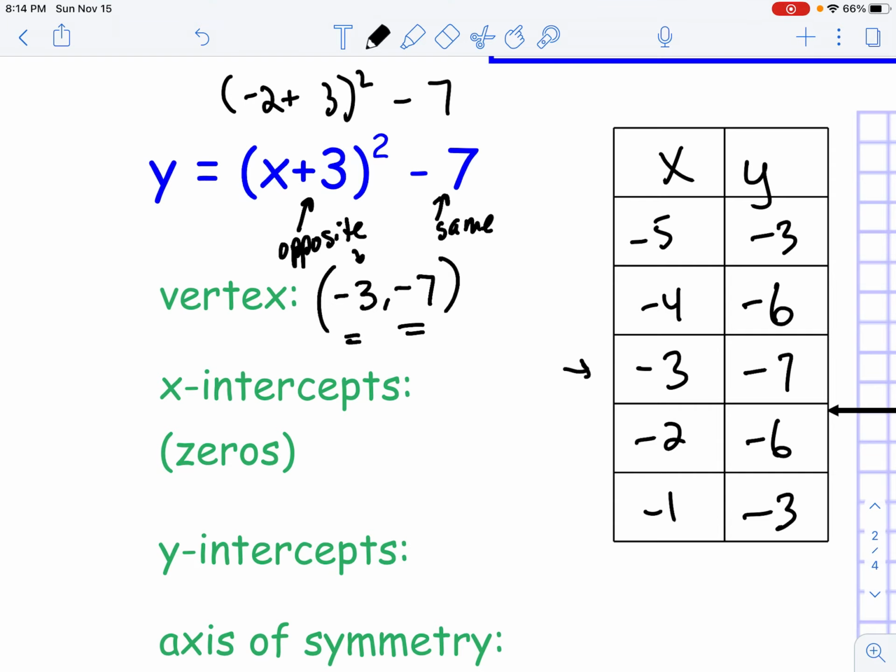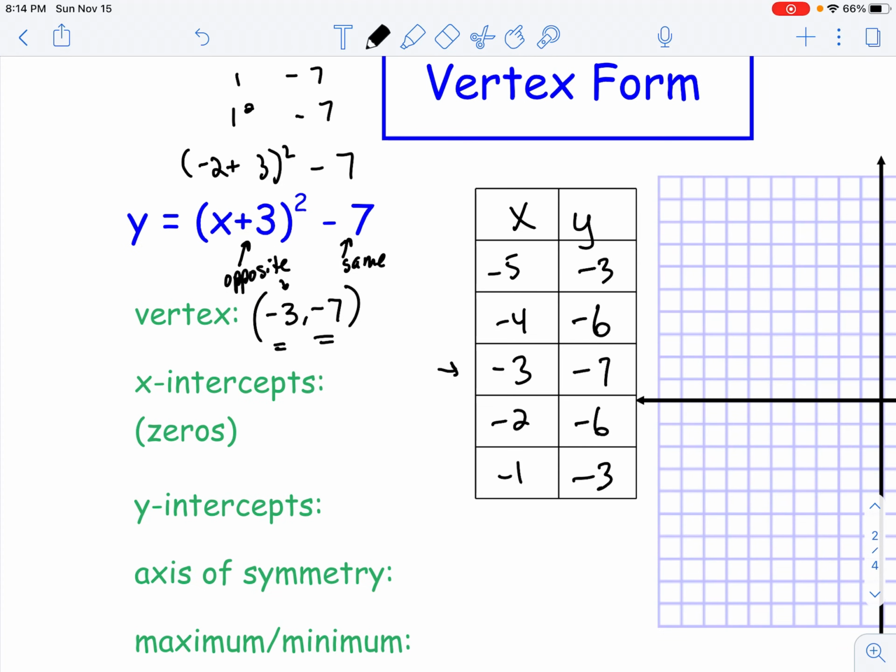The x-intercepts, in this case, we would need to expand this table out a little more. So let's do that. If we put 0 in, 0 plus 3 is 3. 3 squared is 9. 9 minus 7 is 2. So looks like our x-intercepts aren't going to be nice numbers in this case. So we're going to use a graphing calculator to figure those out later. So we'll come back to that in a moment. Same with the y-intercept. Well, the y-intercept is right here. That's when x equals 0. So that's going to be 0, 2.